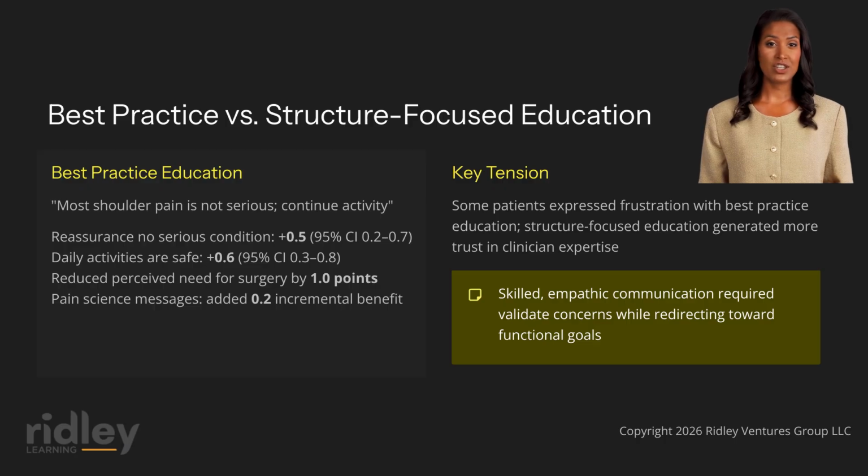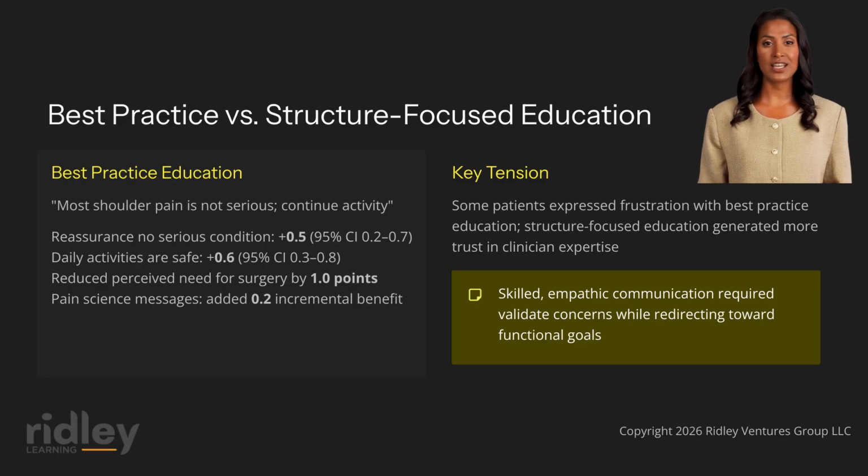The way clinicians educate patients about their condition also modulates outcomes. A 3-arm randomized experiment by Zadro and colleagues published in Pain showed that best practice education, which highlights that most shoulder pain isn't serious and recommends continued activity, increases patient reassurance that no serious condition is causing their pain by a mean effect of 0.5 on a 0 to 10 scale, and that continuing with daily activities is safe by a mean effect of 0.6 compared to structure-focused education emphasizing structural damage.